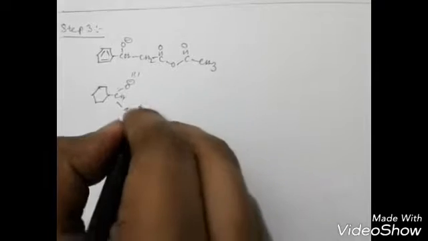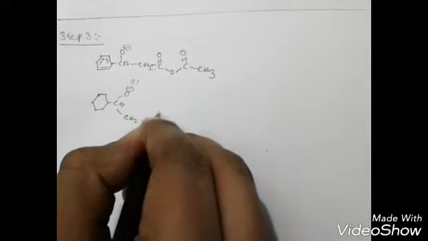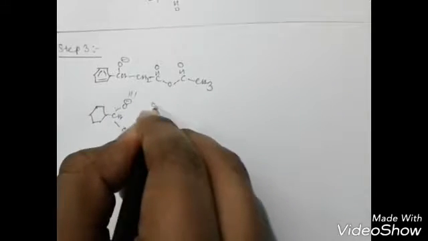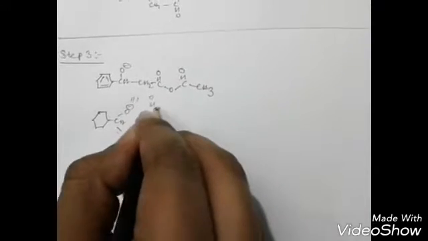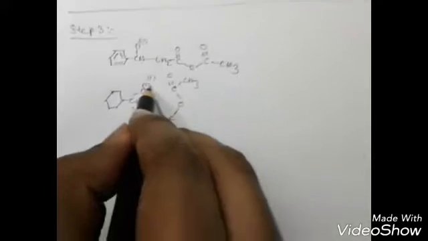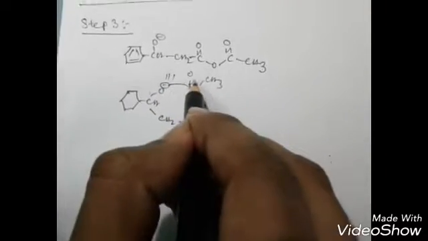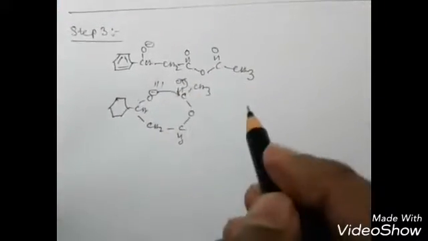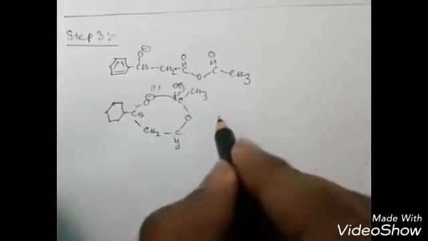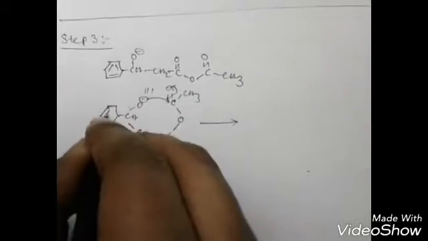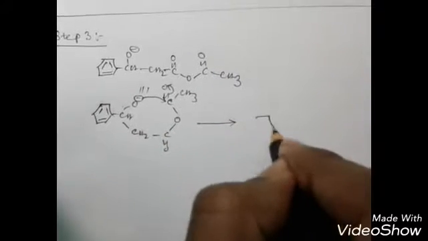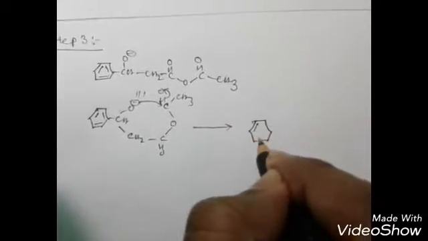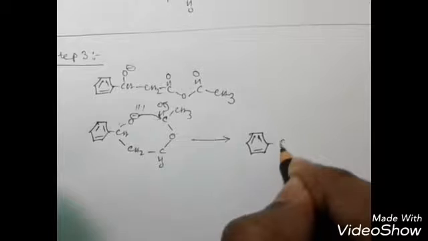Negative charge here. CH2, C double bond O here, C double bond O, and here is CH3. I'm just drawing it like this so you can understand. And then the negative charge attacks here, the double bond shifts here, the pi bond shifts there, and then the intermediate looks like this one.